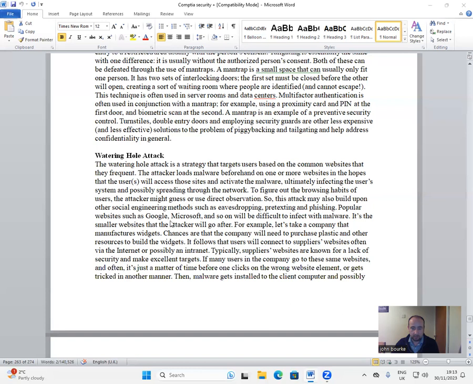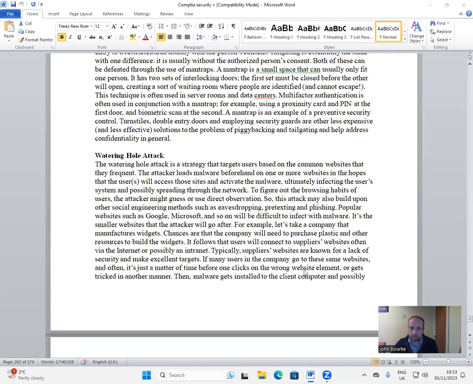Popular websites such as Google, Microsoft, and so on will be difficult to infect with malware. It's the smaller websites that the attackers will go after. For example, let's take a company that manufactures widgets. Chances are the company will need to purchase plastic and other resources to build the widgets. It follows that users will connect to suppliers' websites, often via the internet or possibly an intranet. Typically, suppliers' websites are known for lack of security and make excellent targets.